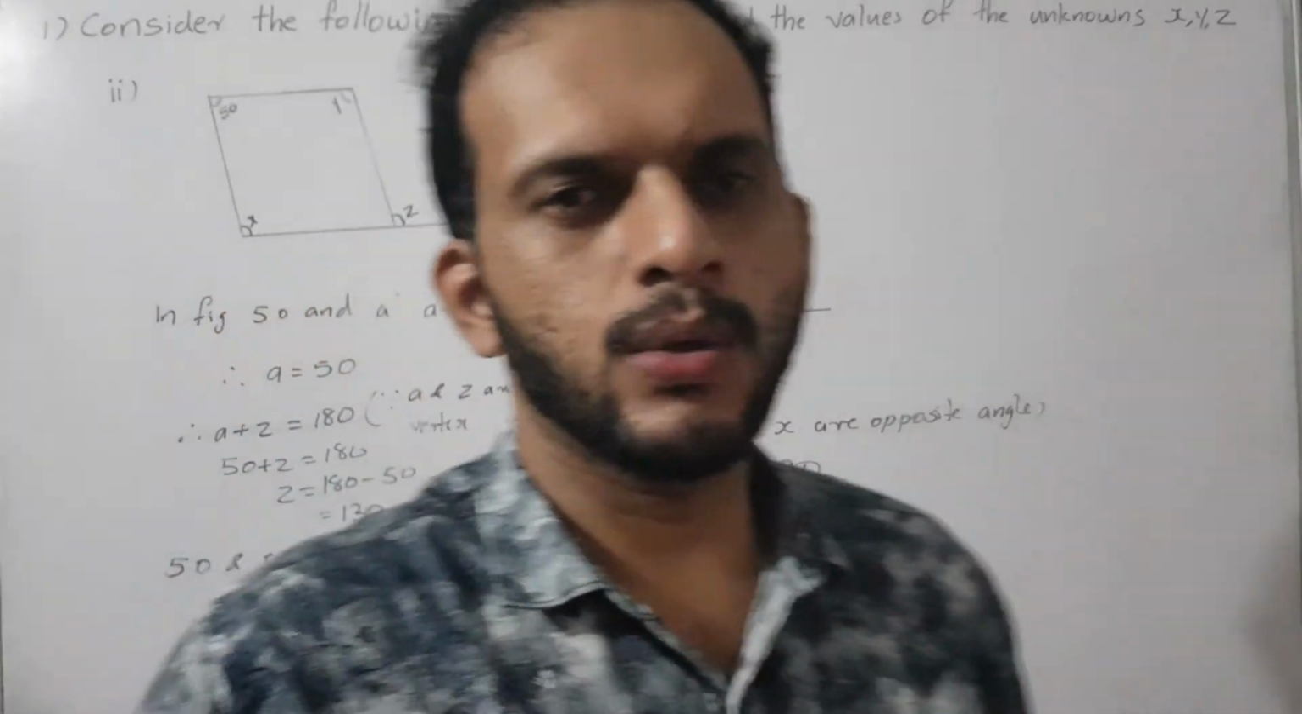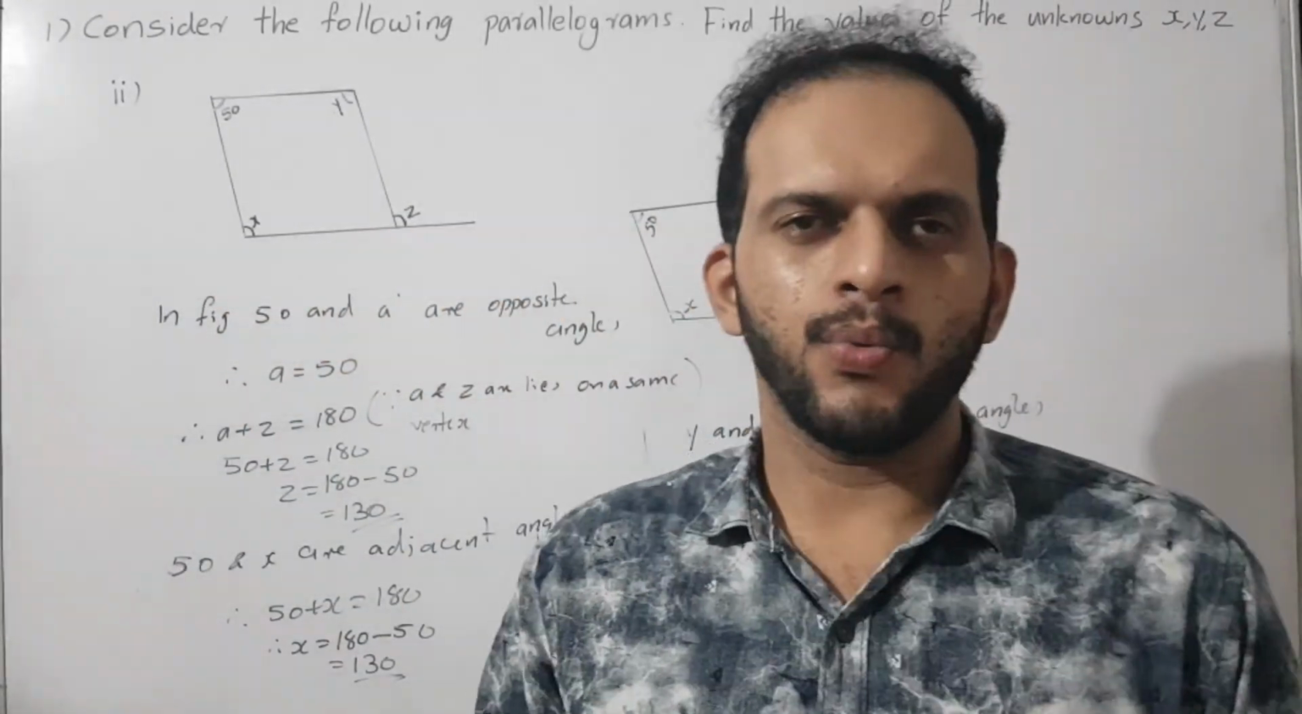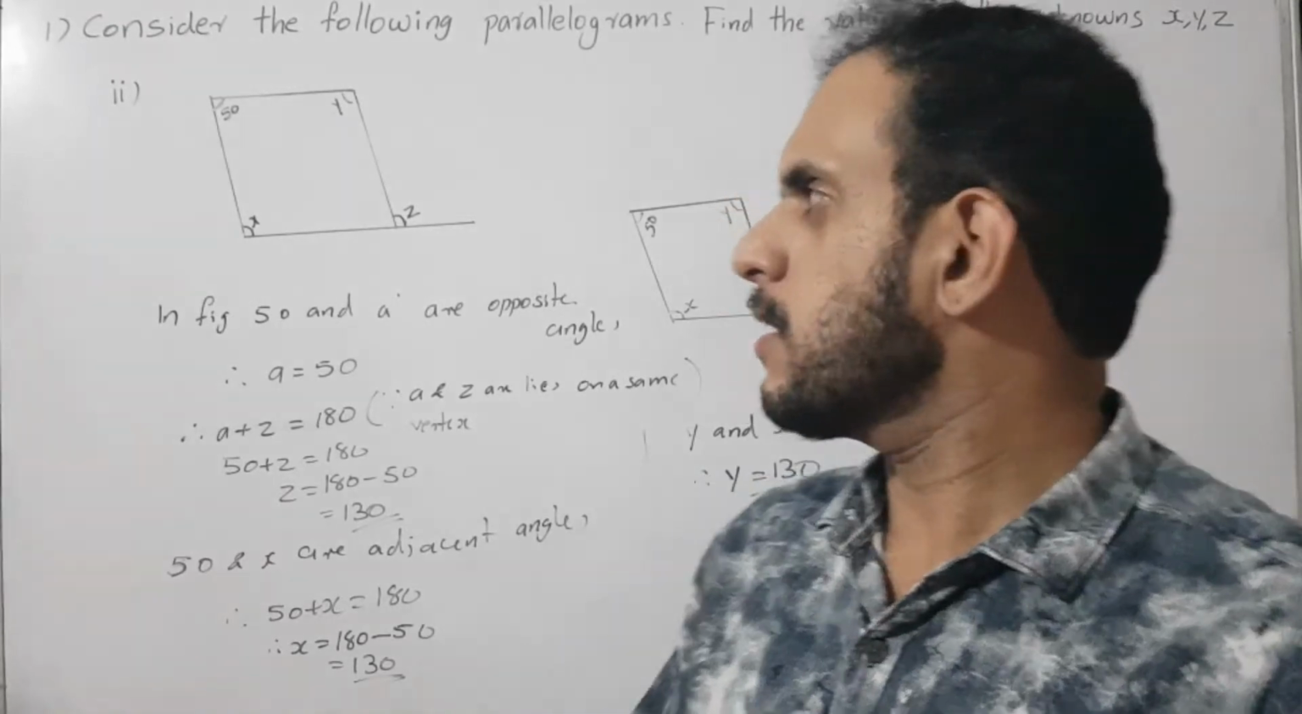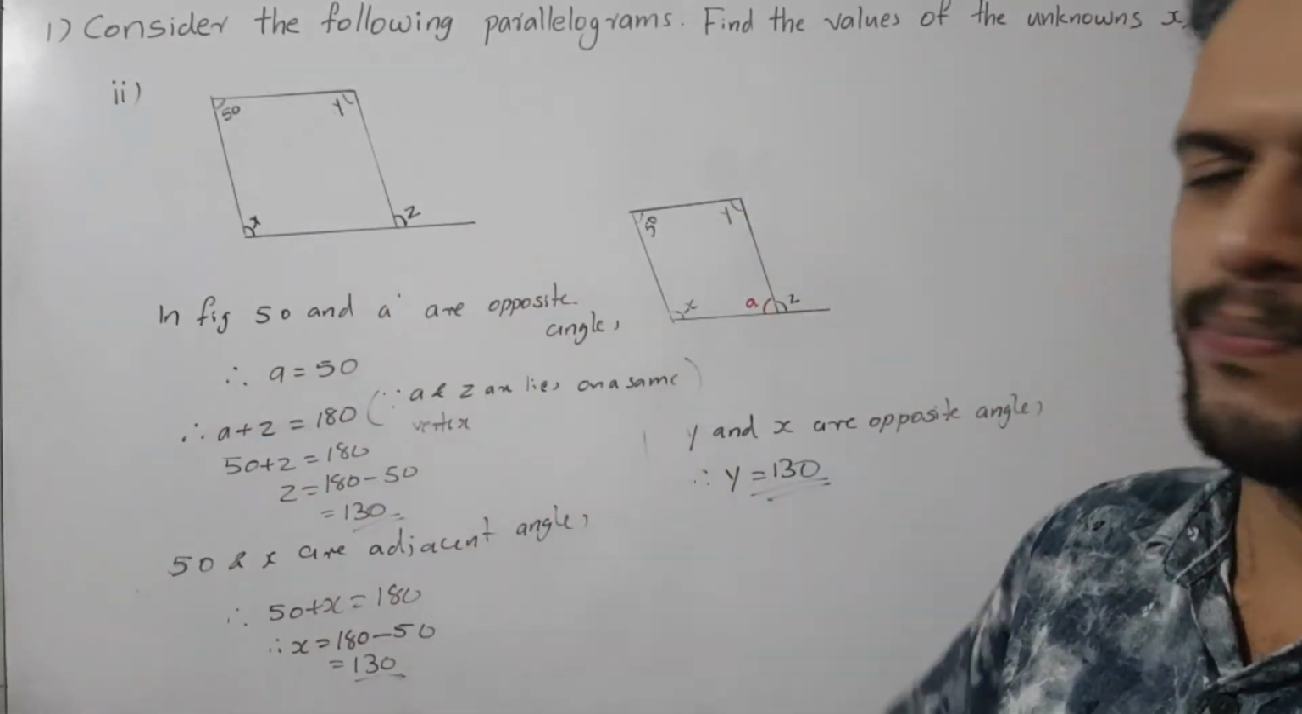Then it's an idea to find the value of Y and Z if one of the angles is marked on the exterior.